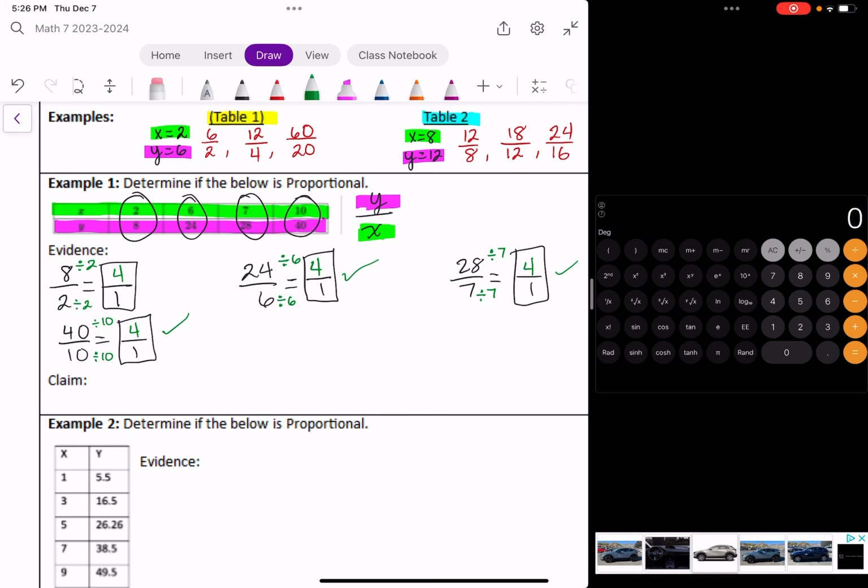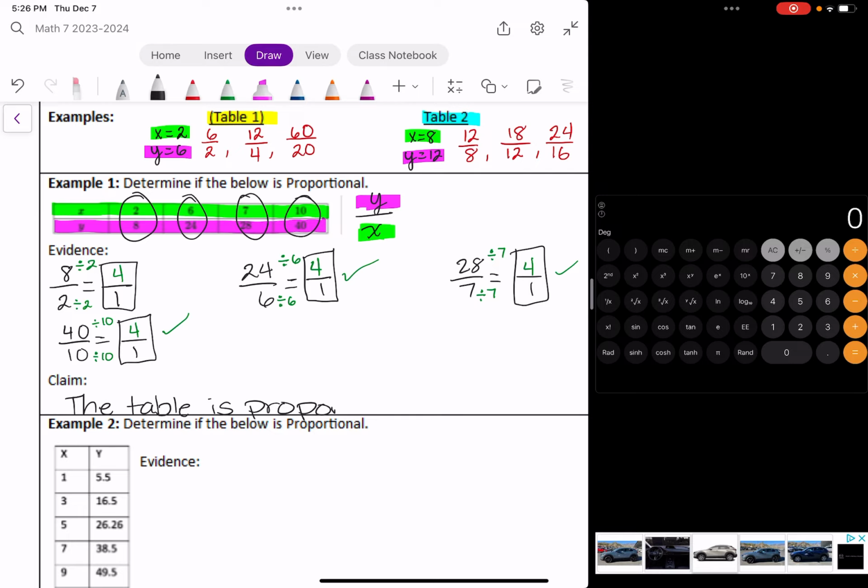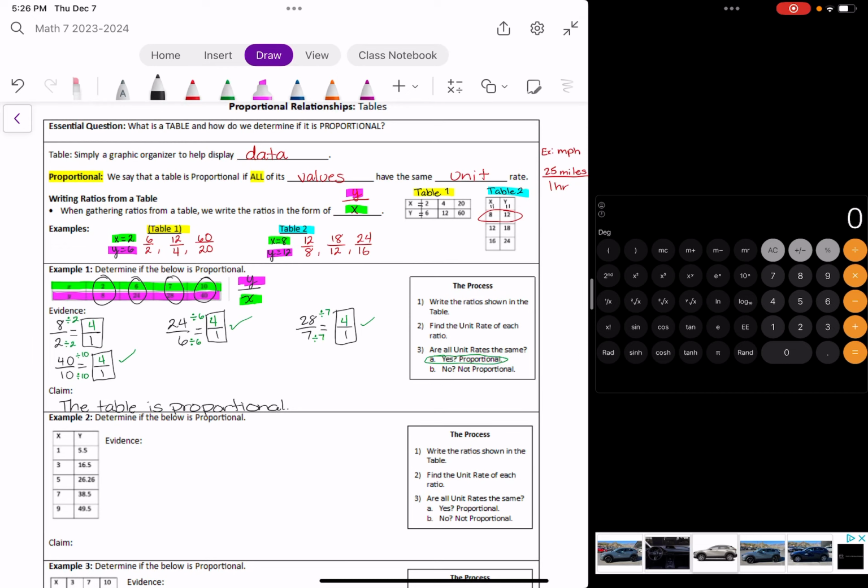So for our claim, we're going to write the table is proportional. Okay. And that is it for that first example. Now let's go with the second one.